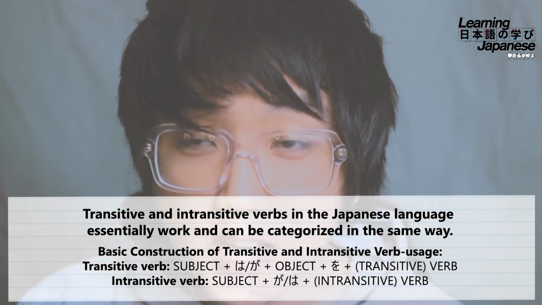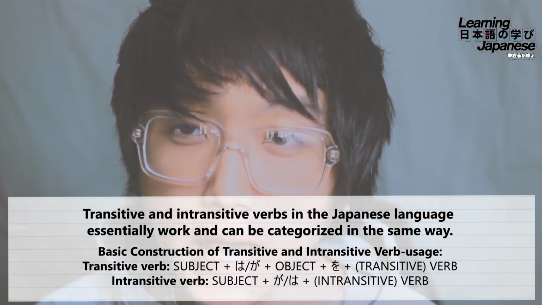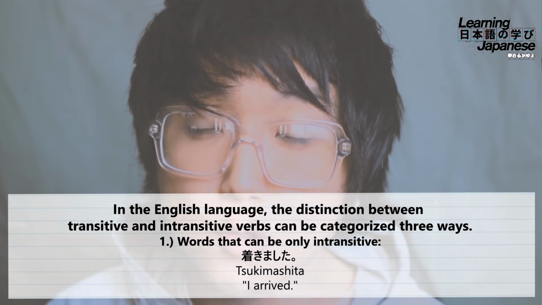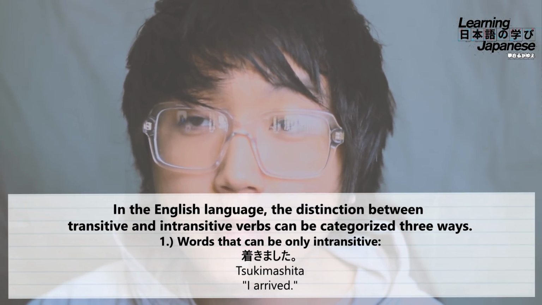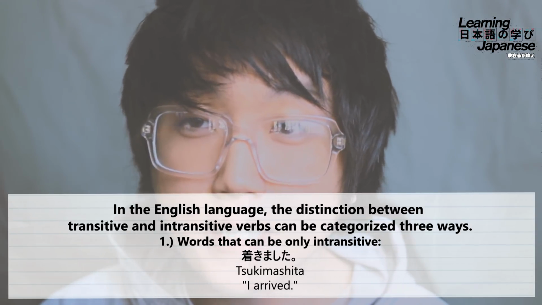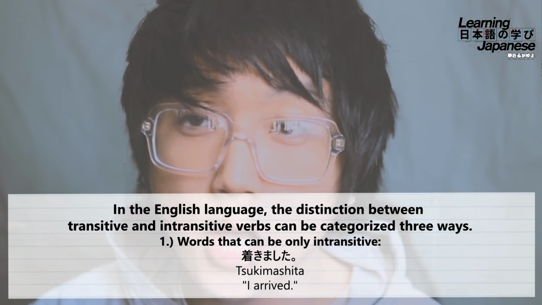Okay, so now moving on to Japanese, it basically pretty much works the same way. We still have these 3 categories. Words that can only be intransitive. What's the Japanese word for arrive? Tsuku. So tsukimashita is going to be I arrived. That's intransitive. You can't really use it as transitive because arrive doesn't take a direct object.